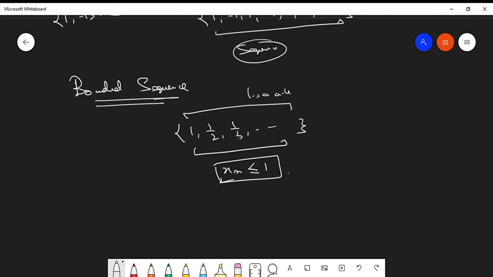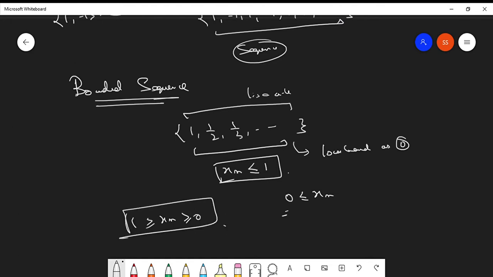Gradually we'll also come to know that this sequence has a lower bound of 0. Any member of the sequence will be greater than or equal to 0. Got it? So it is bounded both above and below, bounded above by 1 and bounded below by 0. So these sorts of sequences are called bounded sequences.